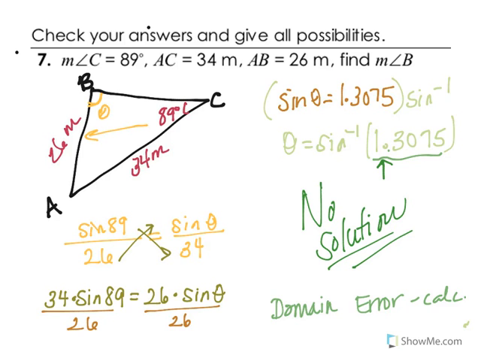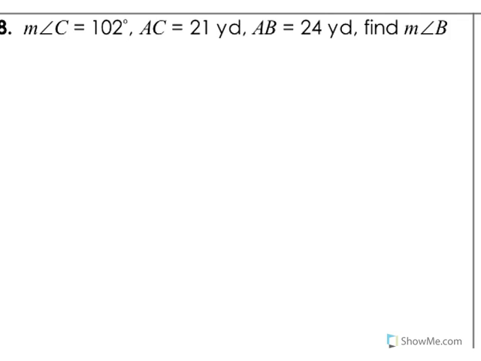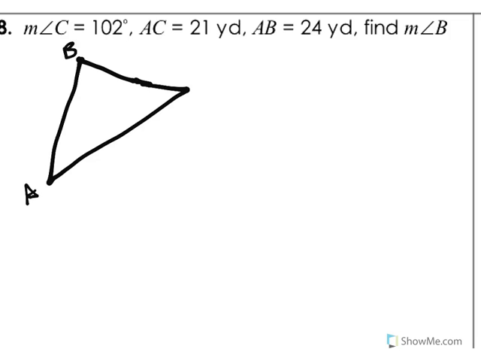Okay? So now, let's go to this triangle. So we have our little triangle here. And we have A, B, and C. Now let's label measure C is 102. And then AC is 21. All right, AB is 24. And we're going to find measure B, so that's our theta.